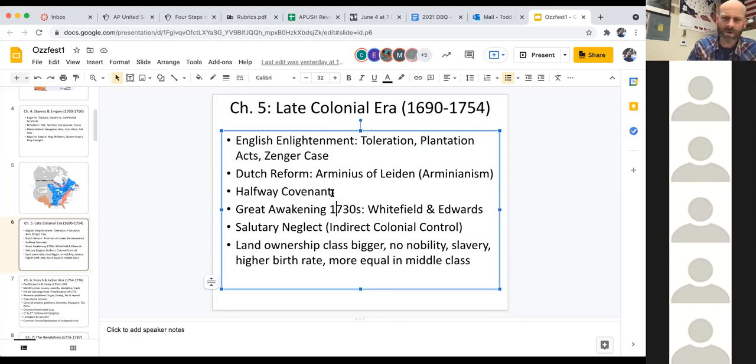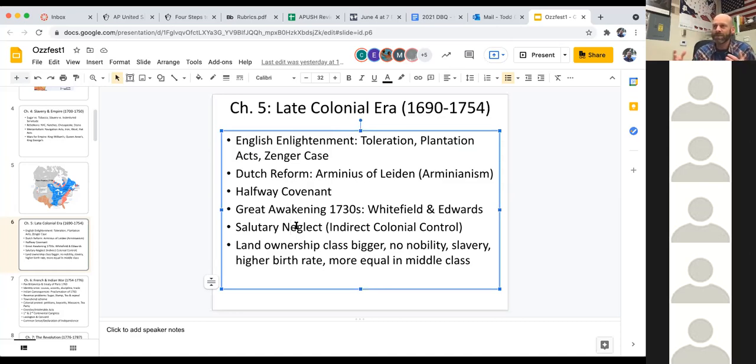We did Dutch reform already. So halfway covenant, we don't need to touch on that. So this will spark the Great Awakening. Remember that the Enlightenment had kind of watered down religion. The Puritans mellowed out amazingly. 100 years did a lot to get people to forget about the old world, right?